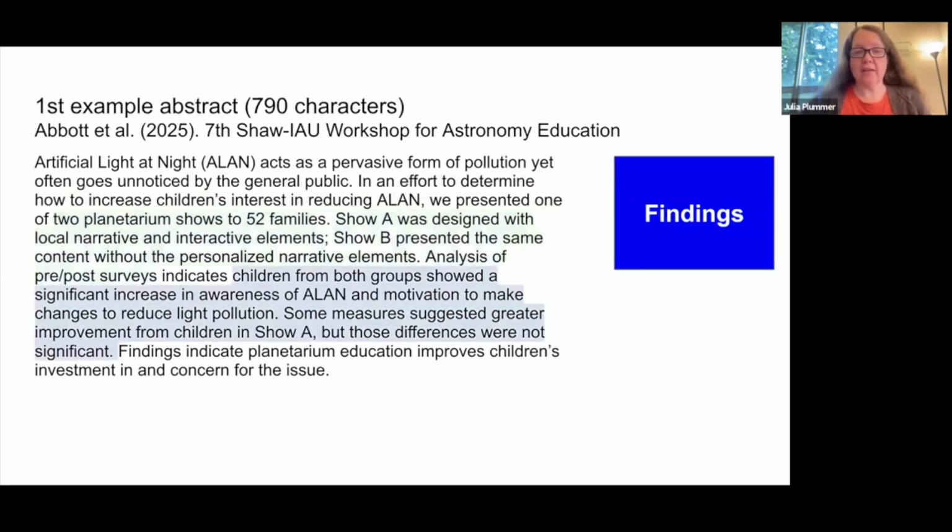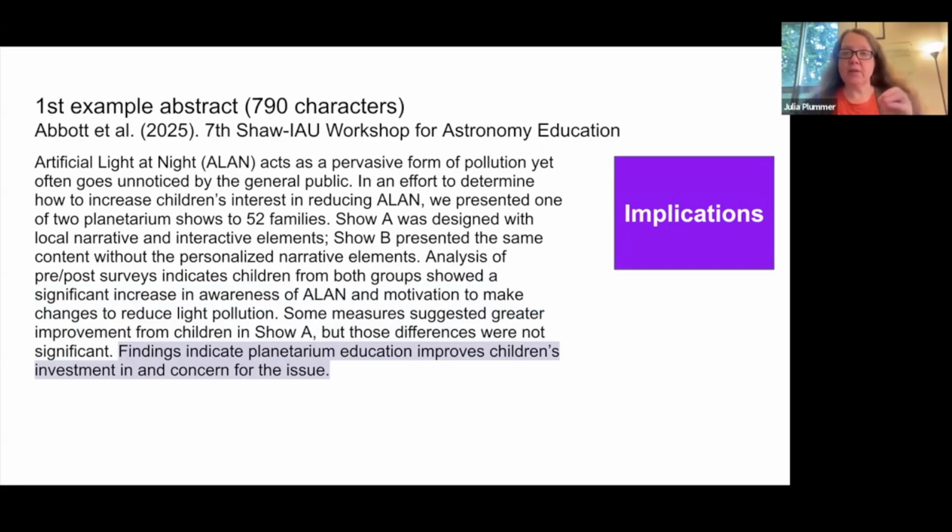There's a section on findings. What did we find in this study? Children from both groups showed a significant increase in awareness of artificial light at night and motivation to make change. And finally, we look at the implications. So what does the study mean for, what's the big takeaway? What should we learn from this as a field? Findings indicate planetarium education improves children's investment in and concern for the issue. So it's very brief on each of the 5 points, but it's all wrapped up in one abstract.